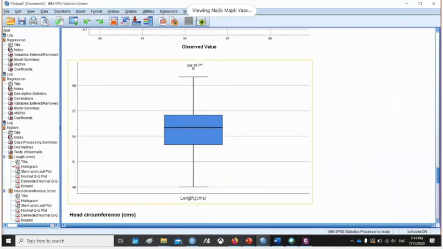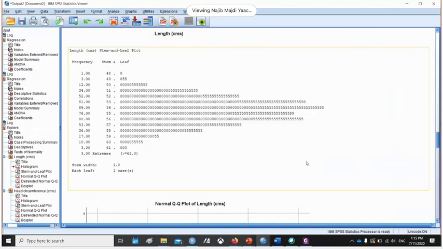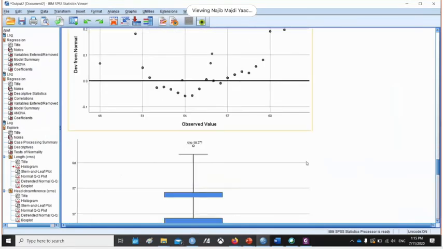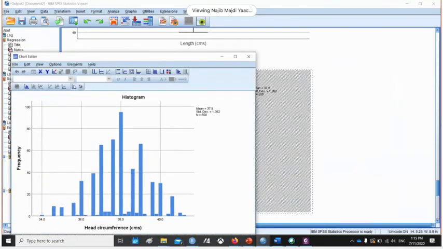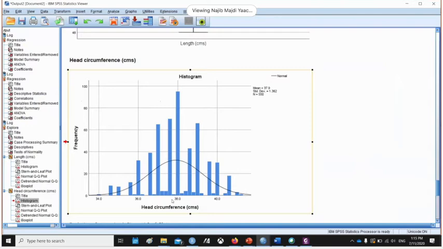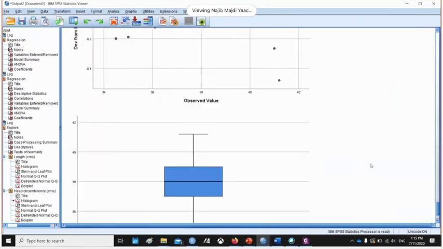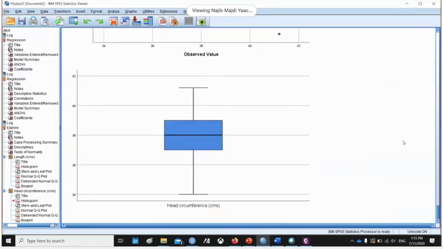So for the variable length, the quantitative exploratory data analysis suggests that it is normally distributed. For head circumference, the histogram with overlaid normal curve also indicates that it is normally distributed. And the box and whisker plot also indicates normality, as evidenced by no outliers and no influential outliers.